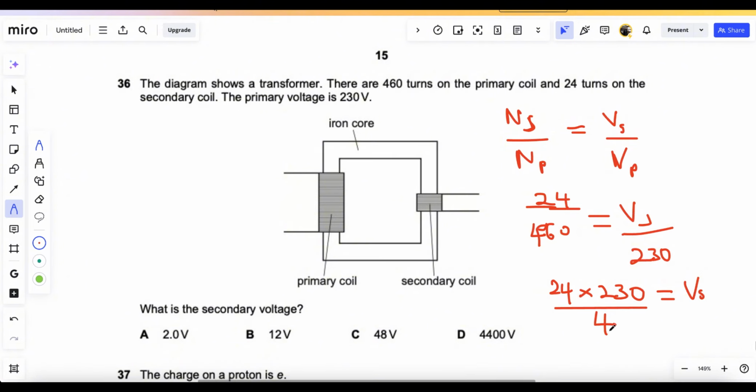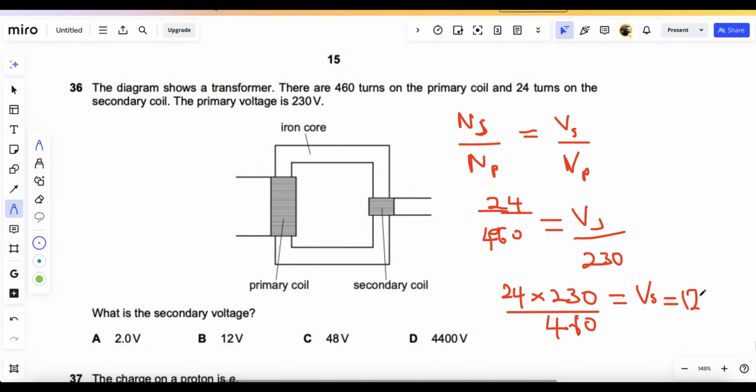Okay? At this stage, you should be matured enough. You can write times 460 here, then you make VS the subject, and then you divide by 460. So 24 times 230, whatever you get, divide by 460. What do we get? Our VS will be equal to what? Is it 12? Yes, our VS equals 12 volts. So we look for 12. Okay, B. So our answer is B for 36.